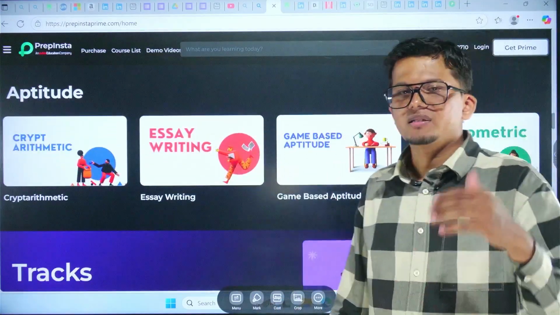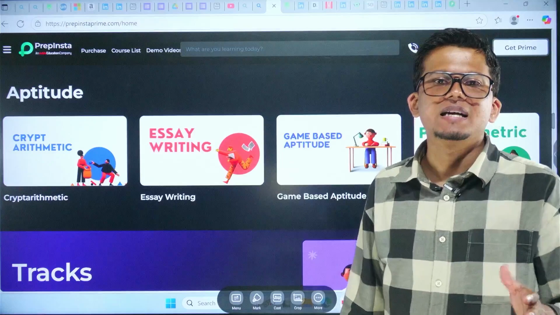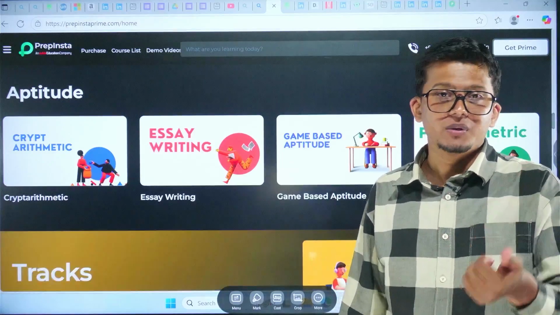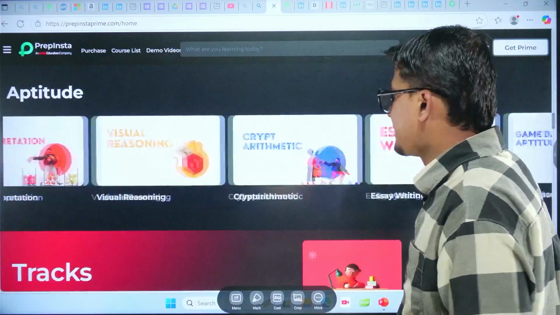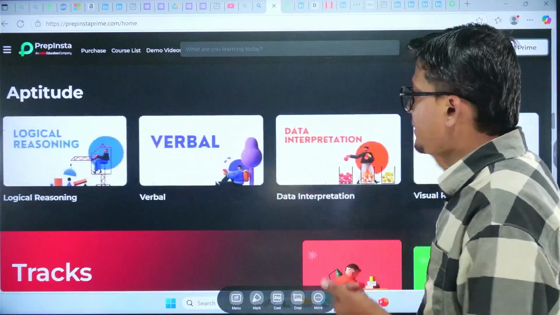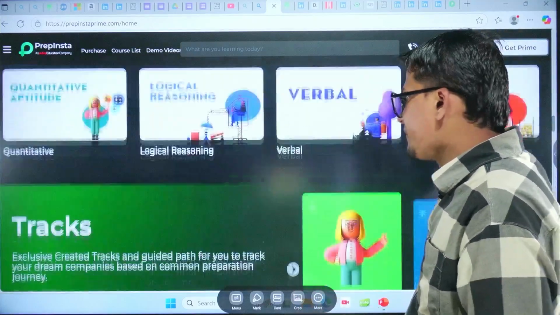Also, if you are someone who hasn't started any preparation for the aptitude test, you can learn full-fledged aptitude from these courses: data interpretation, verbal part, logical reasoning, quantitative parts.